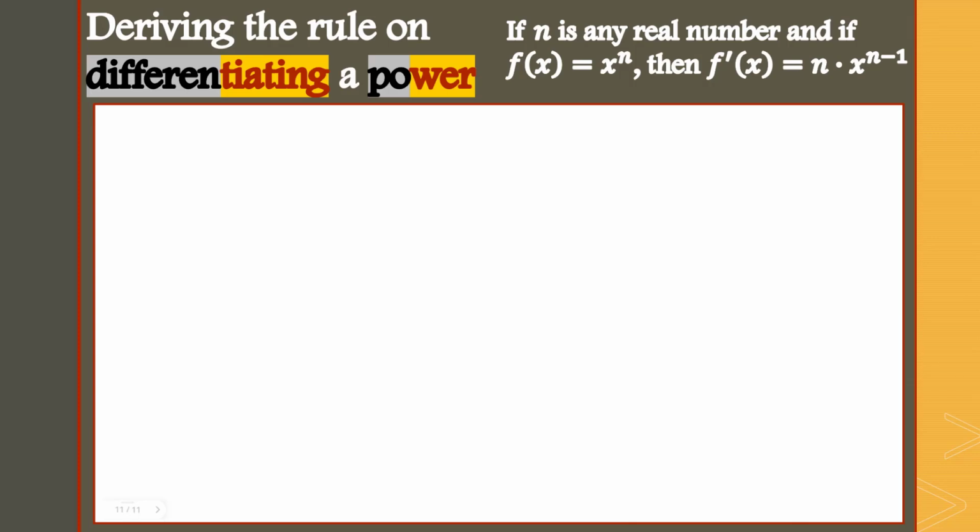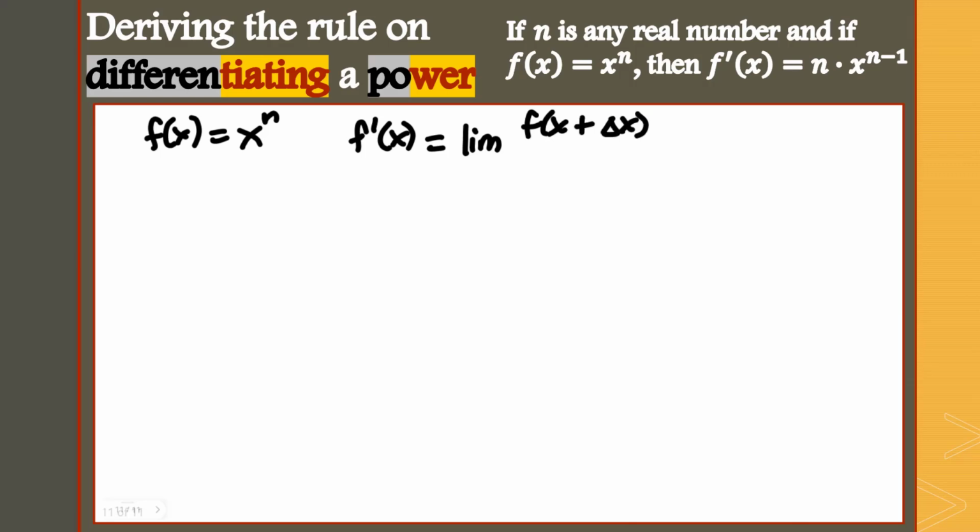We are to show here the proof using the definition of differentiation or a derivative. Now, take note, our f of x here is x to the power of n in this form, where n is the exponent and x is our base. Then the definition of the derivative of that is equal to the limit of f of x plus the increment of x minus f of x over the increment of x as the increment of x approaches 0.